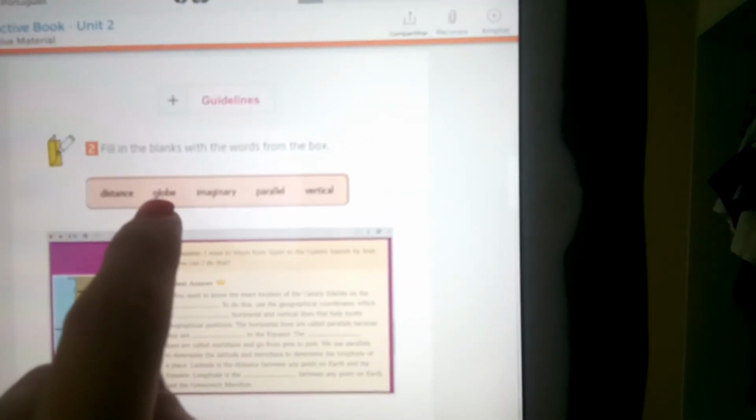Okay? The next exercise, you have the words. Number 2. Fill the blanks with the words from the box. You have distance, globe, imaginary, parallel, and vertical. I'll read for you and we complete together. Question. I want to travel from Spain to the Canary Islands by boat. How can I do that? Best answer. You need to know the exact location of the Canary Islands on the globe.